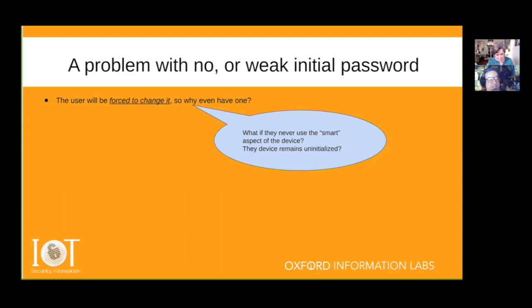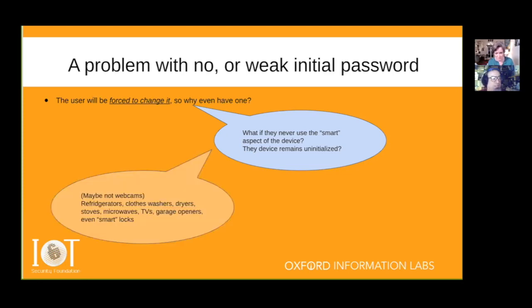So what if the home user never knows the device is smart, and so in fact there's no initial password? There are a bunch of examples. My refrigerator keeps my food cold. My clothes washer cleans things. My dryer dries things. My stove turns on when I push the buttons. Even my TV, I change the channels. I don't necessarily have to use the smart function. You could even have someone who installed smart locks but never actually uses them. They just put the key in, because there's an override key, and they always use that.